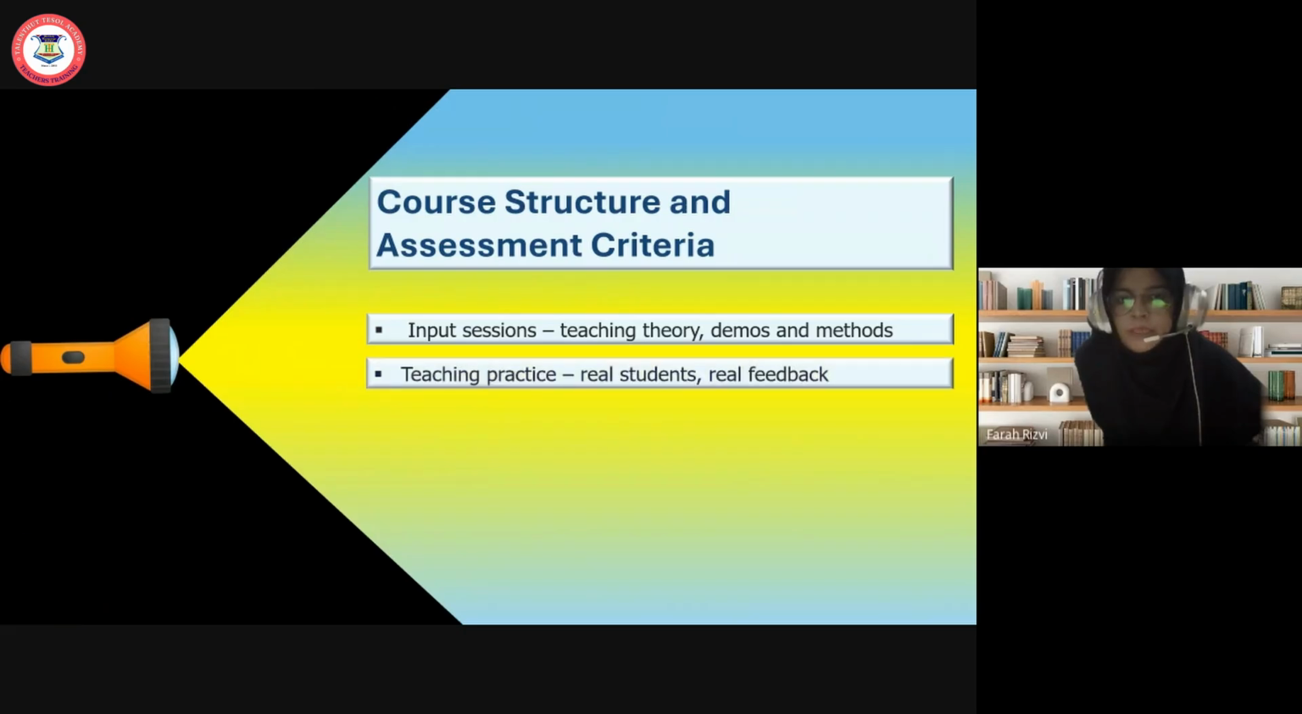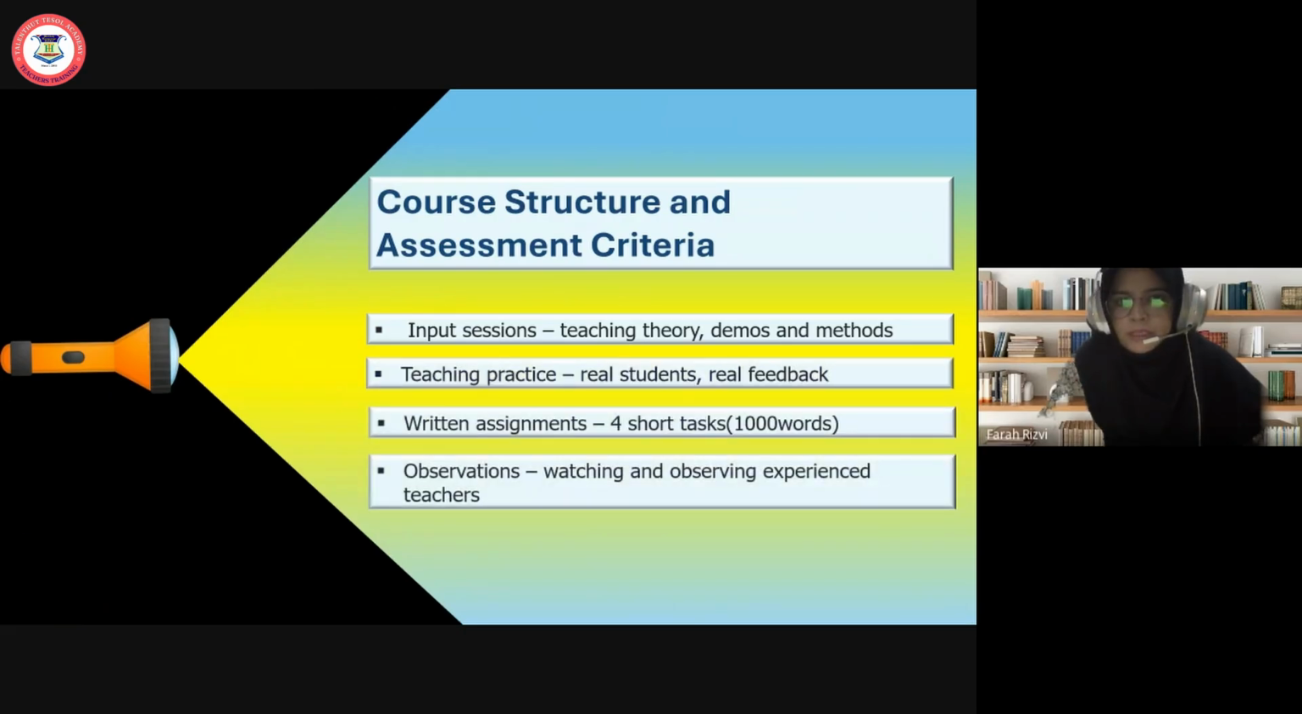We know that we are having four main parts in the course structure of CELTA: input sessions, teaching practices, written assignments, and observations. Input sessions include teaching theories, demos by the tutors, and teaching technology methods. Teaching practices, you are going to teach real students and you are going to receive feedback. Written assignments are short, but they are very focused. Observations, watching and observing experienced teachers.